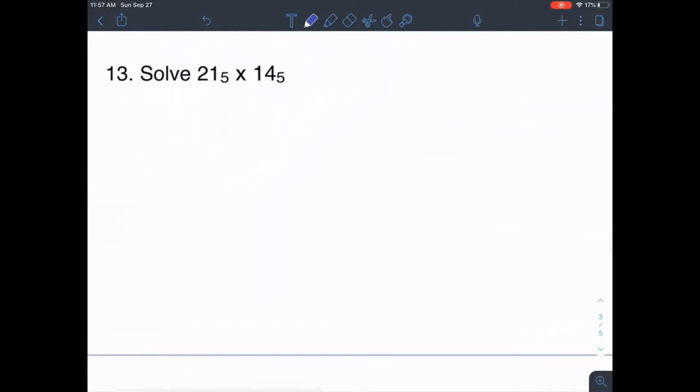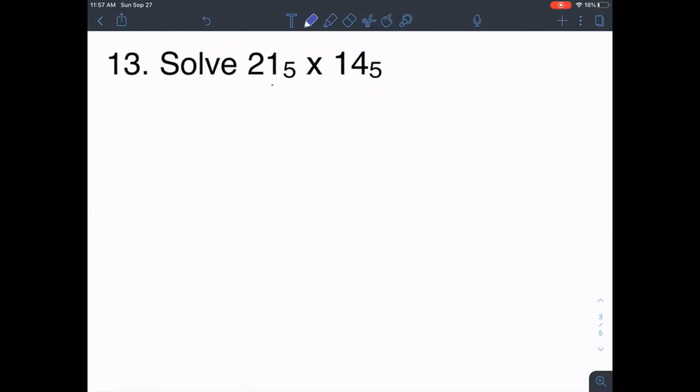All right, so to do the 21 base 5 times 14 base 5, we need to change it to base 10. To do that, we multiply the digits by the place value powers. So 1 plus 5 times 2 is 10, which equals 11. And then 4 plus 5 equals 9. That gives us 9 times 11, which is 99 base 10. Now we need to take that in base 10 and convert it back to base 5. To do that, we would divide it by the powers.